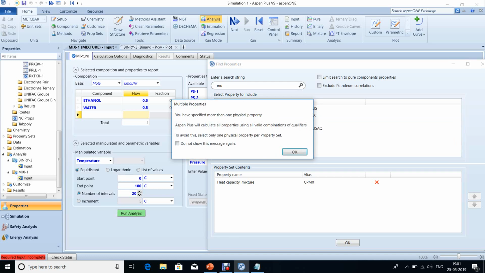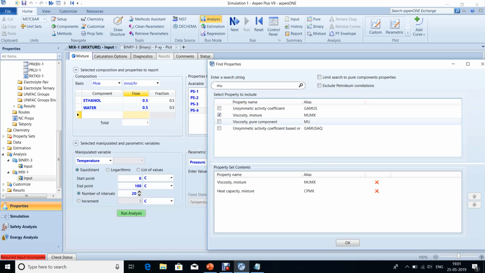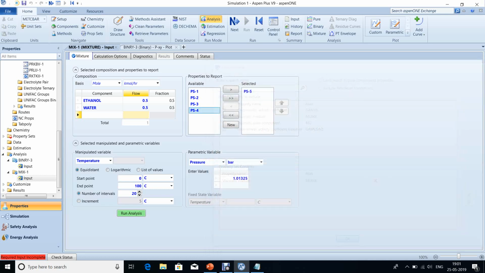You have specified more than one physical property. Aspen Plus will calculate all properties using all valid combinations. To avoid this, select only one physical property on one side, because this is so obvious, right? If I select two, then it will have viscosity at that particular point, and then for that particular point everything, and then again viscosity at another point. Better I will have just viscosity. I will click this, click OK, and I will again run the analysis.